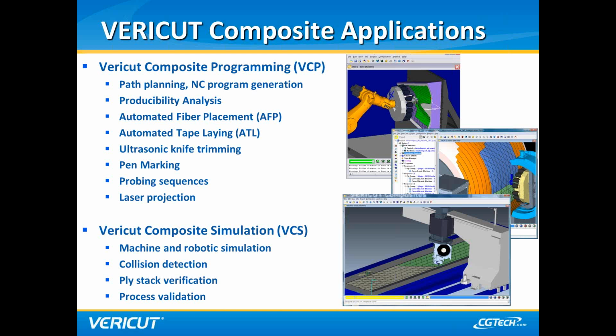The other options you can look at are providing NC programs for knife trimming of composites in VCP, also pen marking, probing sequences, and laser projection files as well, which we'll see becomes important later on during the presentation. Vericut Composite Simulation is able to take these programs that we create in VCP or other machine programming solutions and simulate those on an NC machine in a virtual world. So we're able to detect collisions, verify ply stacks, so looking at ply angles and the location of where that ply goes, and then process validation as well.